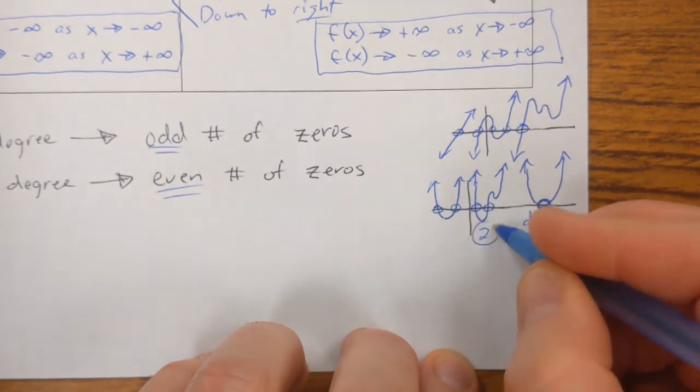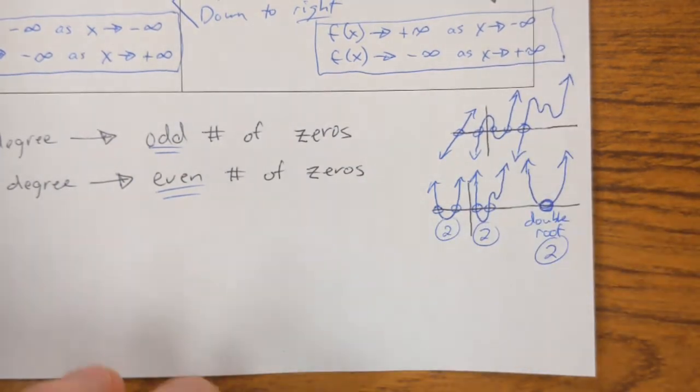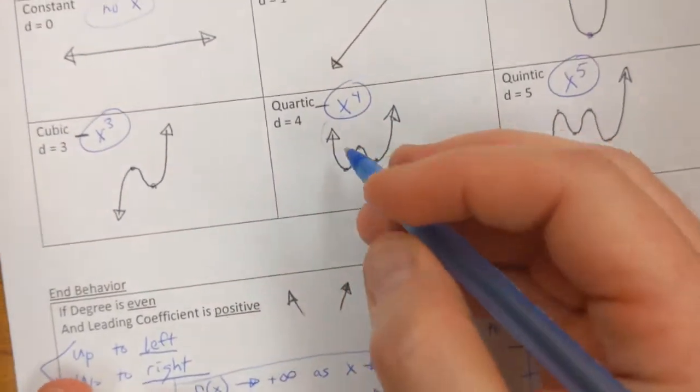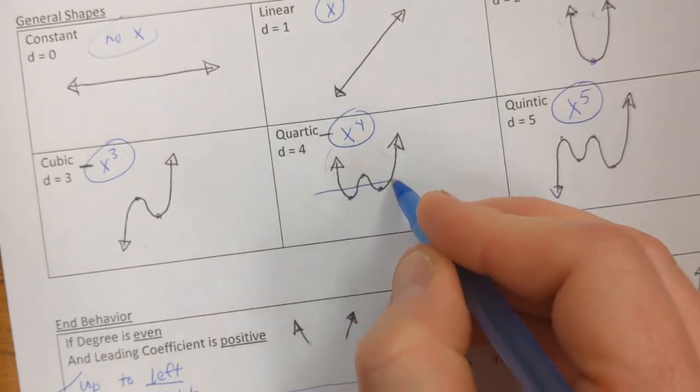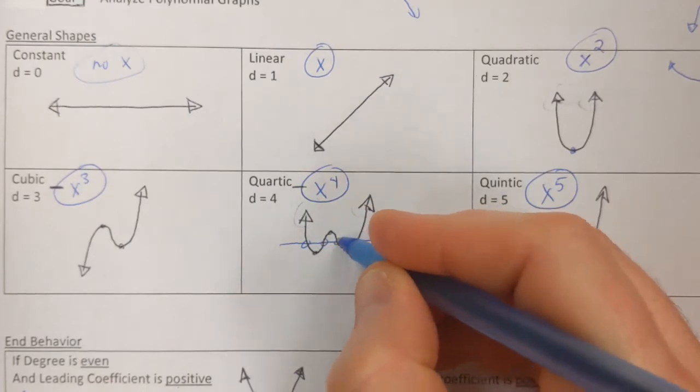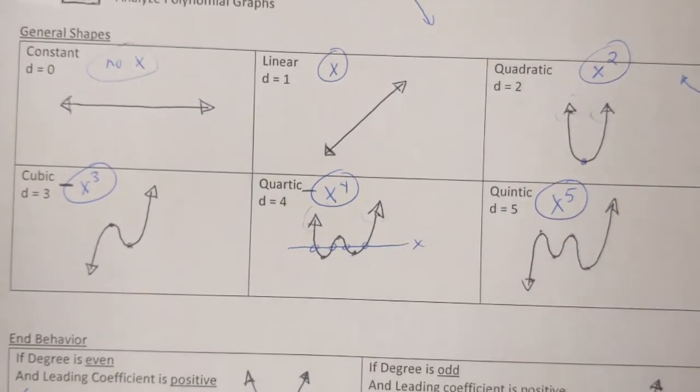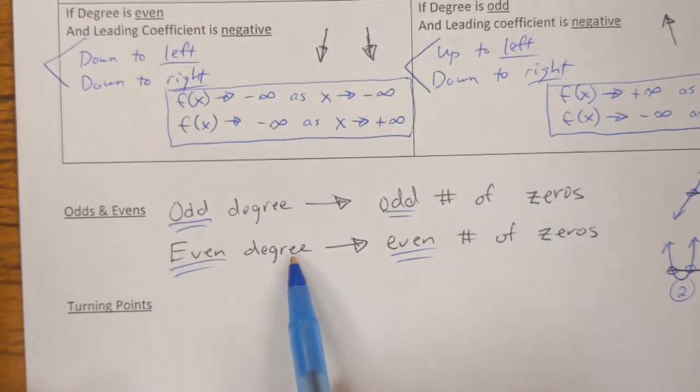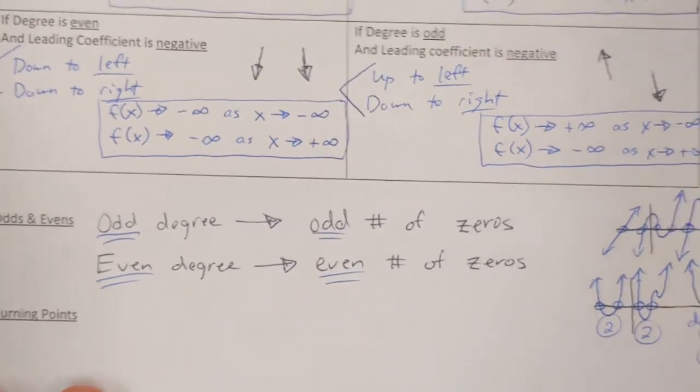Okay, so all of these here had 2 zeros. You could easily see how you could also have a quartic that had, like, if the x-axis was right here, you'd have 1, 2, 3, 4 zeros. But no matter what, if it's an even degree, the number of zeros is also going to be even.